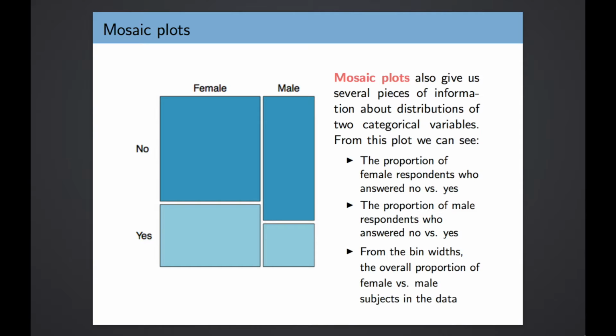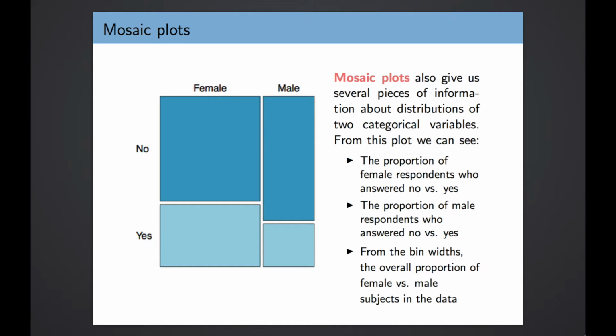Over to the right of that, this bar representing male respondents is going to give us similar information, except for the men. So the dark blue part of the bar represents the male students who answered no to that question, and the smaller, lighter blue box underneath that represents the proportion of male students who answered yes to that question.